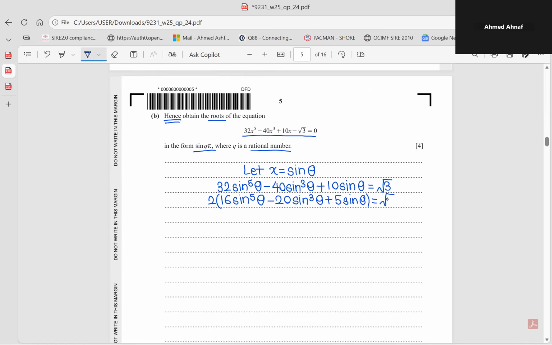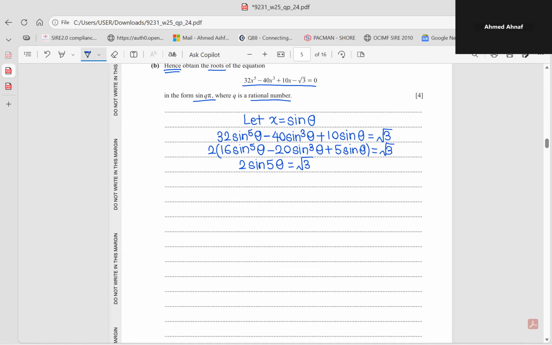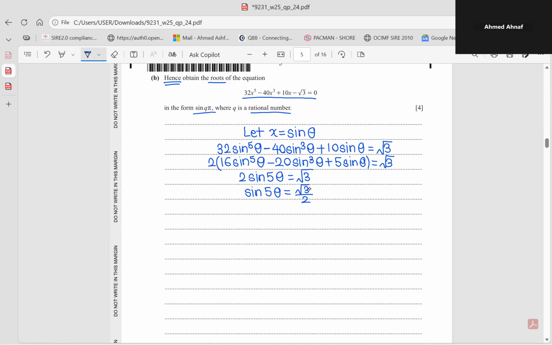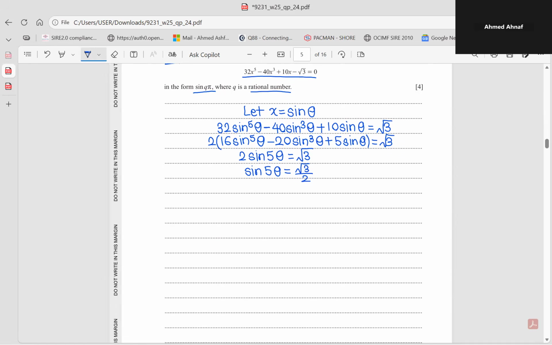So this bracket expression, we can immediately just substitute with sine 5 theta. Therefore 2 sine 5 theta is going to be square root 3. Okay, so sine 5 theta is going to be square root 3 over 2. All right, so now let's solve for 5 theta.